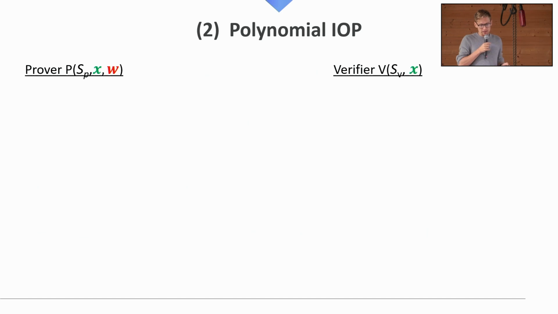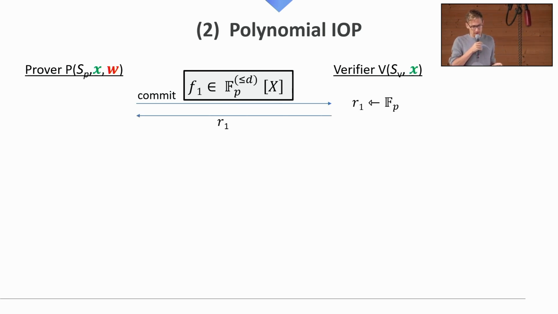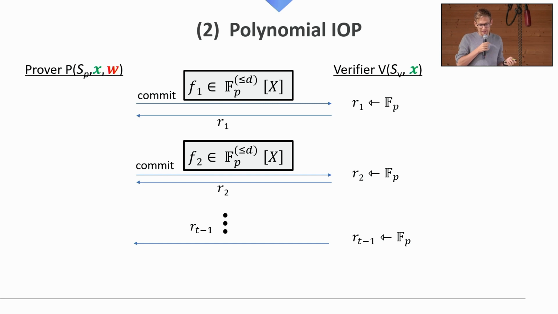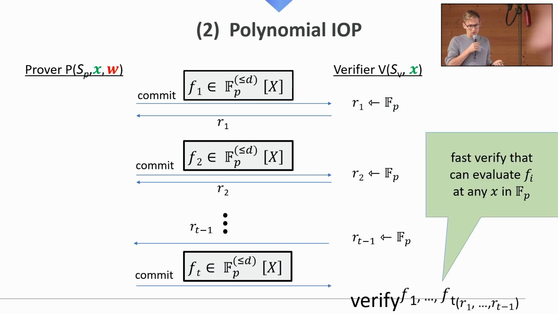And the way that we do that is using this polynomial IOP. In the polynomial IOP, the prover sends, in every round, some polynomial or some polynomials. In the simplified version, there's only one. And then the verifier sends back some challenges. And you do this for multiple rounds. And then at the end, the verifier can check the proof system by evaluating the polynomials at a few points.